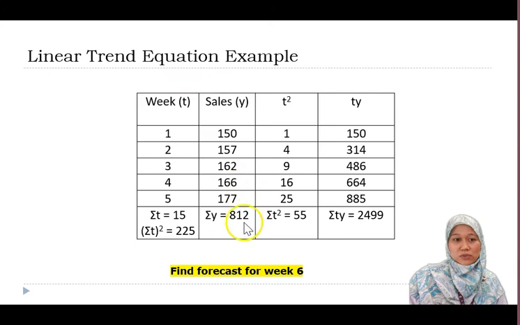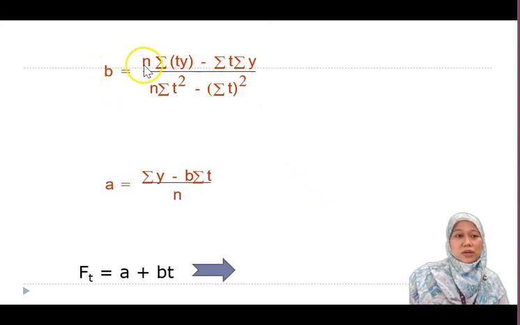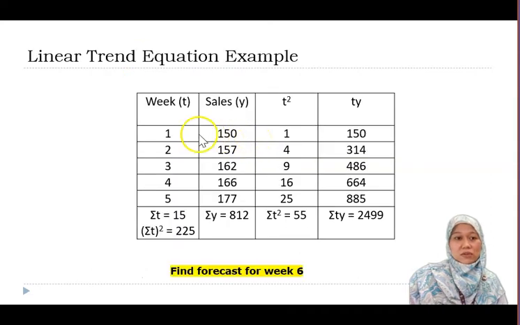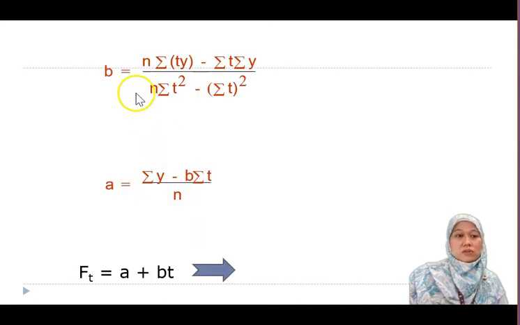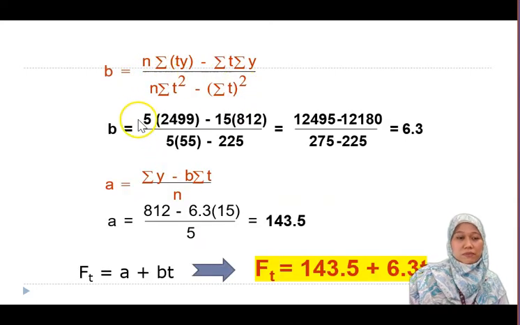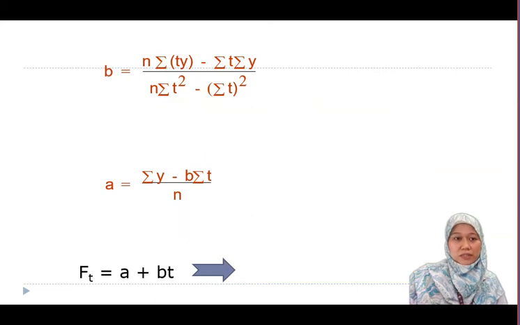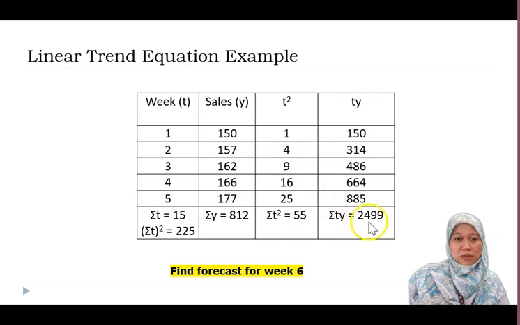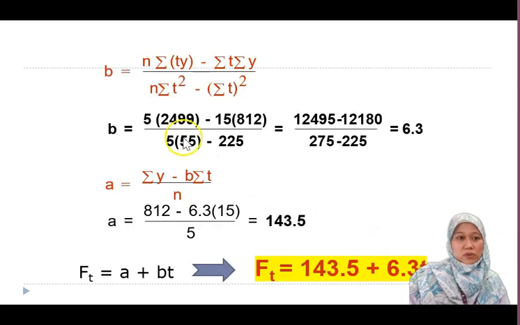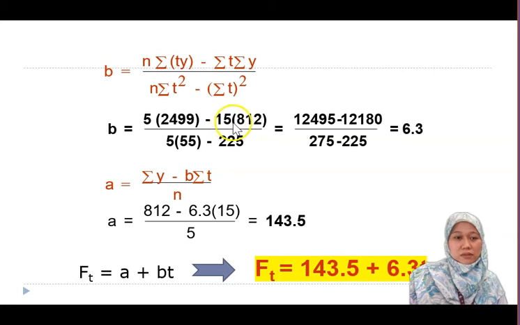Again, I show you all the data that we have prepped, and this is the formula. So n is the number of data that you have: 1, 2, 3, 4, 5, so you put in 5. The sum of TY is from here, 204.99, and again the sum of T is 15. So you plug in all the information, do the calculation, and you get 6.3.